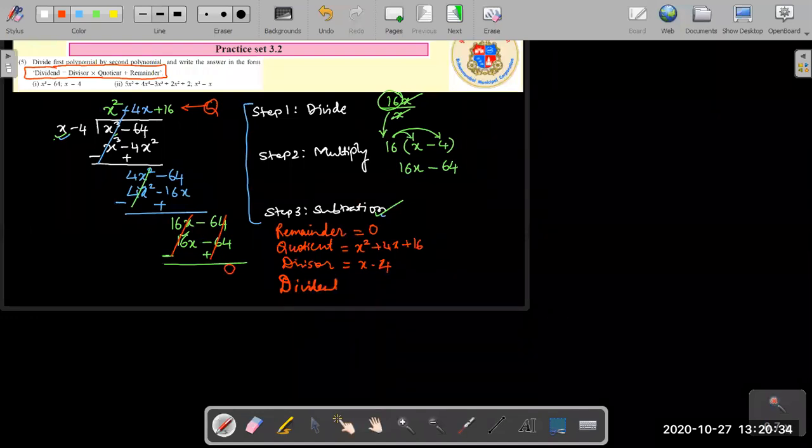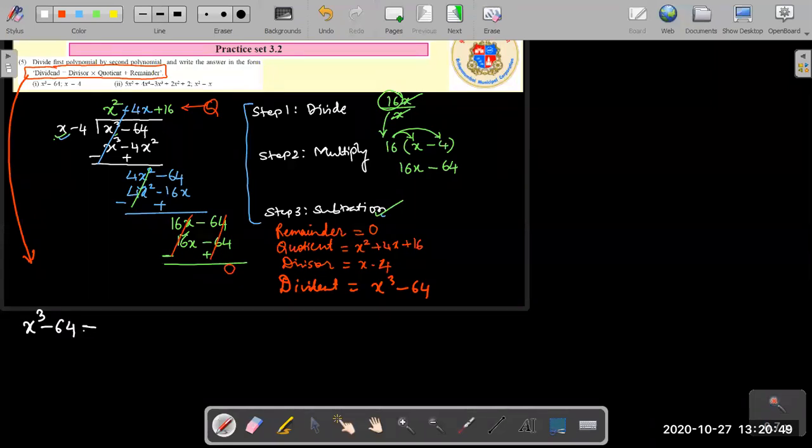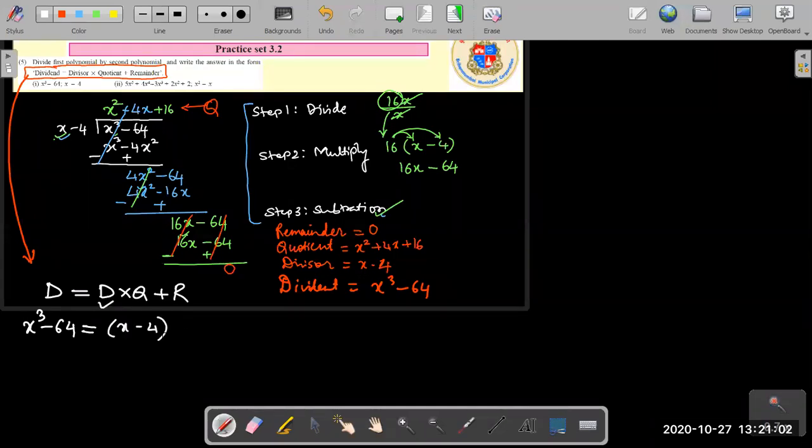So dividend, that is equal to x cubed minus 64. And we are going to put up everything in this format. So what is the dividend? The dividend is x cubed minus 64, which is equal to the divisor. What is the divisor? Let me write it out for you. Dividend equals divisor times quotient plus remainder. So the divisor is x minus 4. We write it in the parentheses, the brackets, and times the quotient. So quotient is x squared plus 4x plus 16.